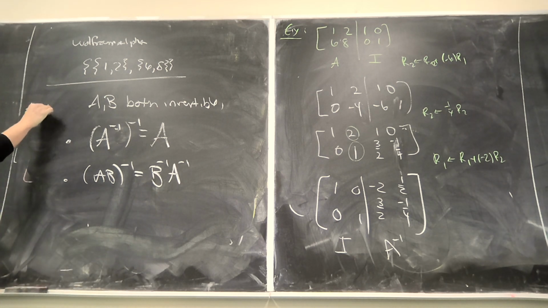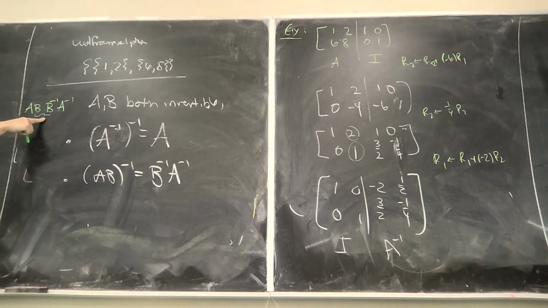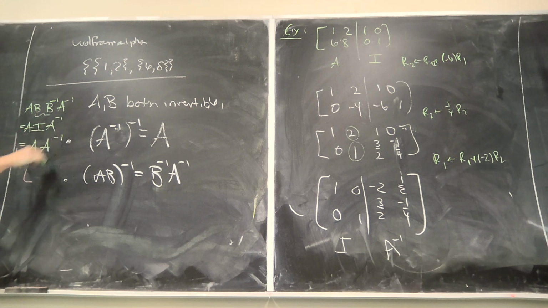AB times B inverse A inverse. These matrices are juxtaposed, and so B times B inverse is the identity matrix. The identity times anything is itself. And A times its inverse is the identity. So the matrix that undoes the matrix AB is the matrix B inverse A inverse.